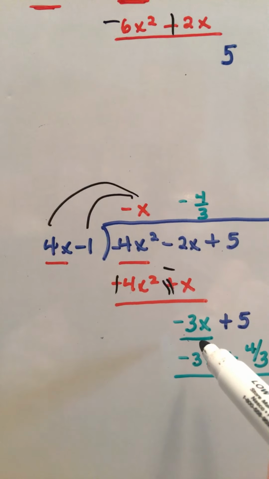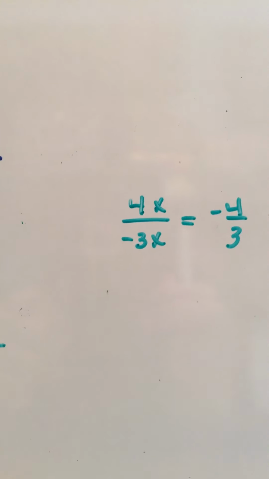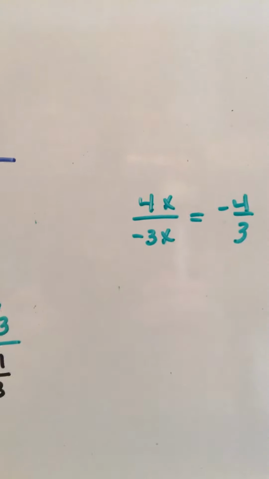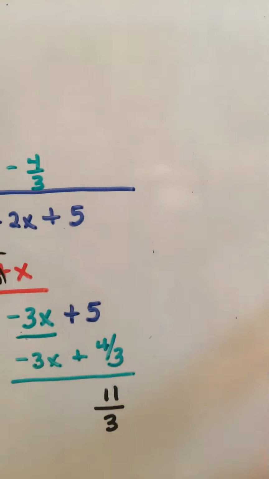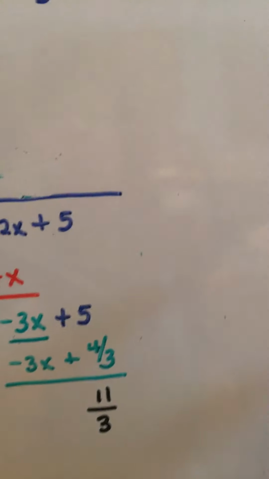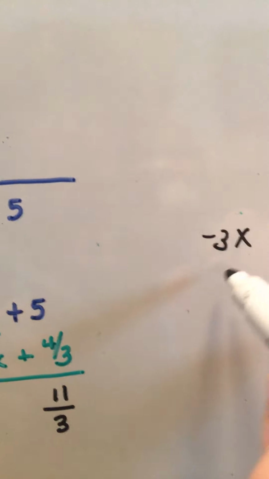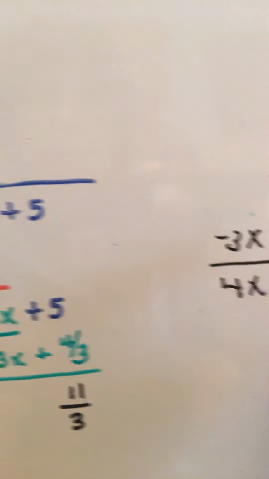4x goes into 3x how many times? Really what you're saying is that you have 4x being divided by, I actually wrote that backwards. Can't believe I did that. Sometimes in life. I want to know how many times it goes in there, so I'm asking about -3x over 4x, which is -3/4.